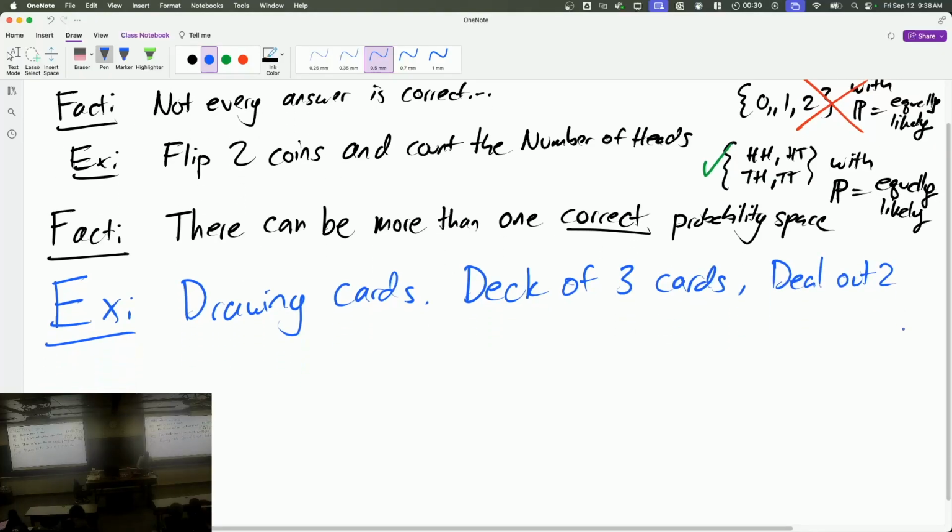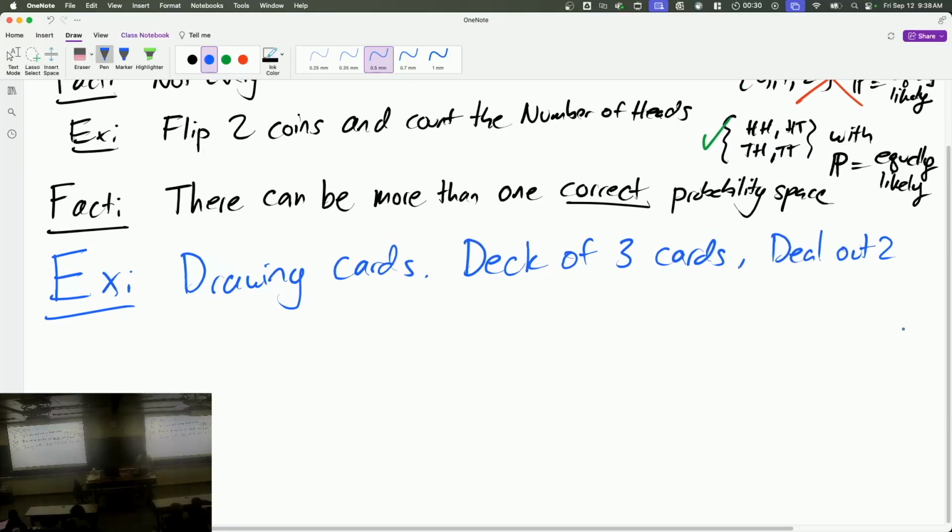And the question is, what could possibly happen here? Here is one way to do it. You can think of the 2 cards, and you can think of the order as being important. So there's the first card and the second card, and you could just think of what could happen in the first, what could happen in the second. So for the first choice, there's 3 things that can happen.